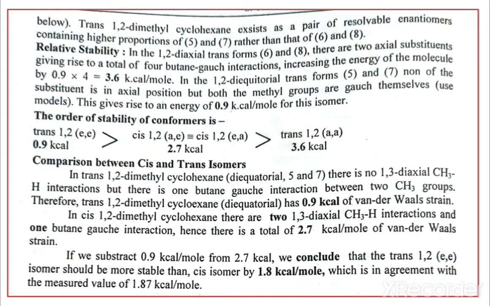And if we subtract 0.9 kilocalorie per mole from 2.7 kilocalorie, we conclude that the trans, that is 1,2 diequatorial isomer, should be more stable than the cis isomer by 1.8 kilocalorie per mole, which is in agreement with the measured value of 1.87 kilocalorie per mole. This is the explanation of di-substituted cyclohexane.